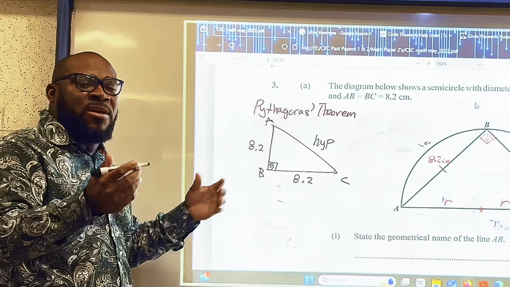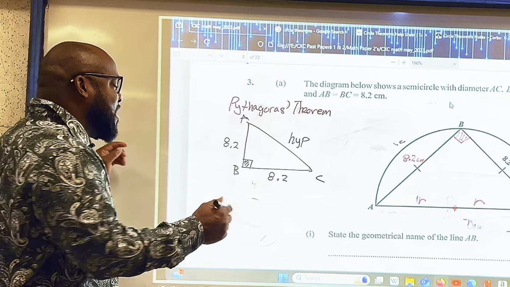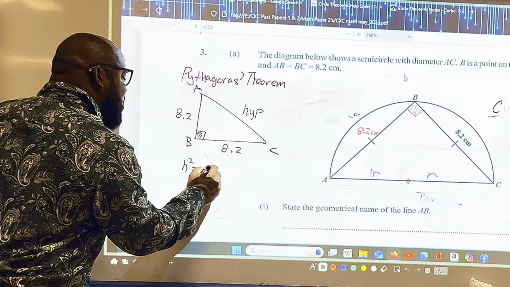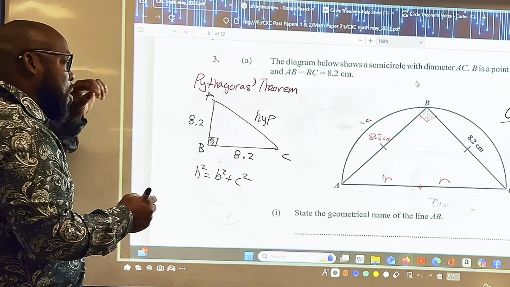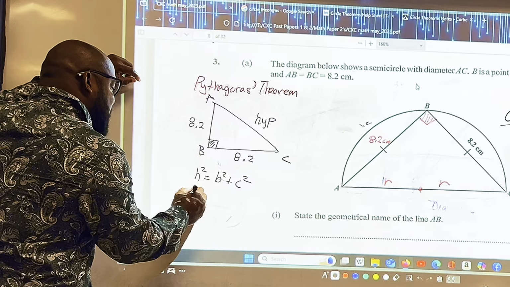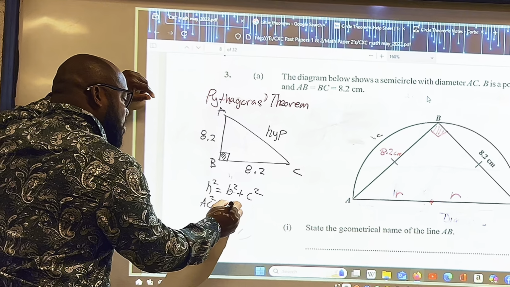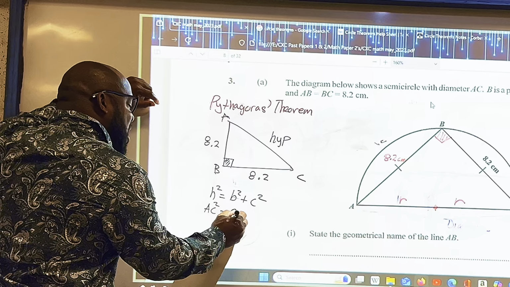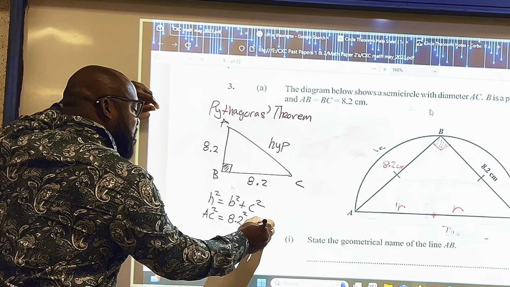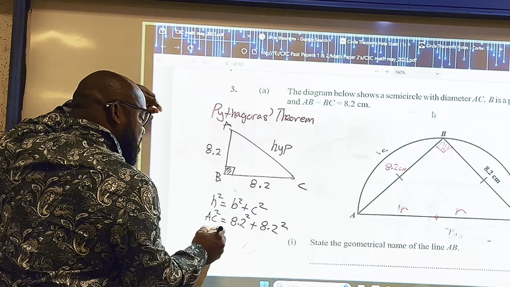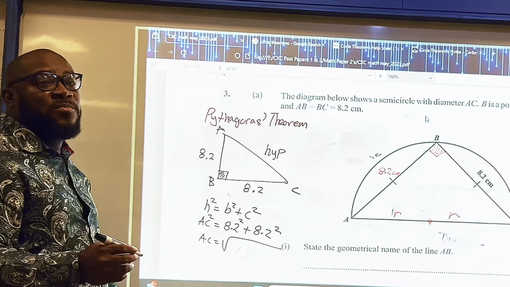In trigonometry, you have to worry about the angle to make the other side opposite or adjacent. Once you have that, h squared equals b squared plus c squared. Well, we do not know what it is yet, so AC squared equals 8.2 squared plus 8.2 squared. What is 8.2 squared, guys?